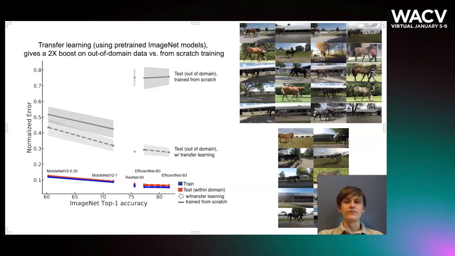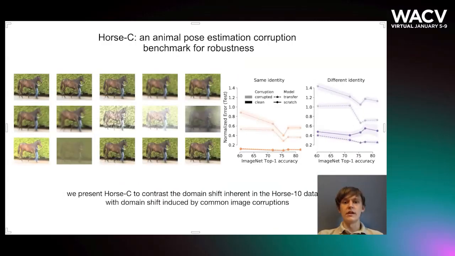For comparison to Horse 10, we also put forth Horse C. In Horse C, we augment our horse data by applying 15 common image corruptions. Now, not only could we evaluate performance across different individuals, but we could also evaluate robustness across common image corruptions. Our results on Horse C directly reflect our results on Horse 10. For one, it's clear that pre-training is crucial for out-of-domain robustness, and if your model is pre-trained, you will perform better if you use better model backbones.